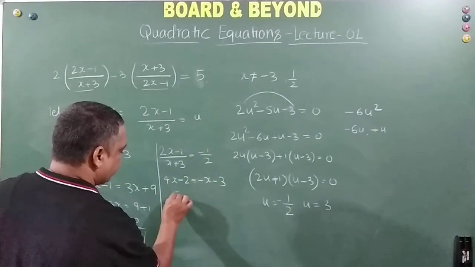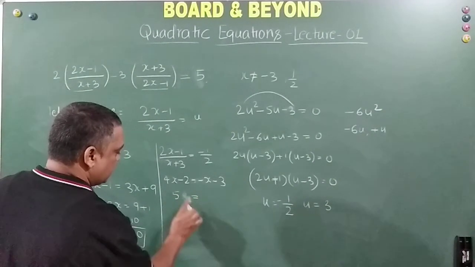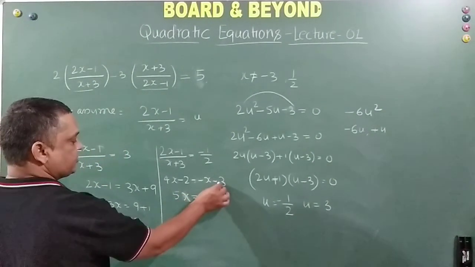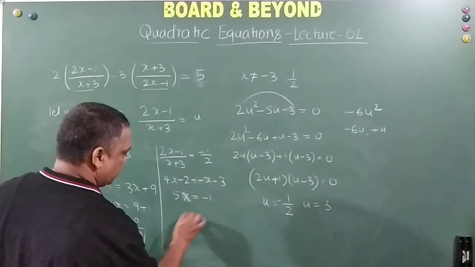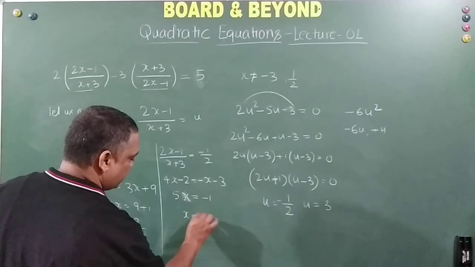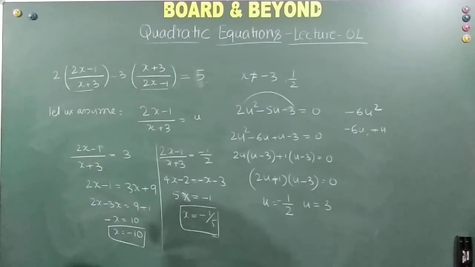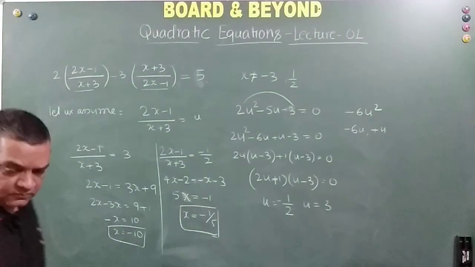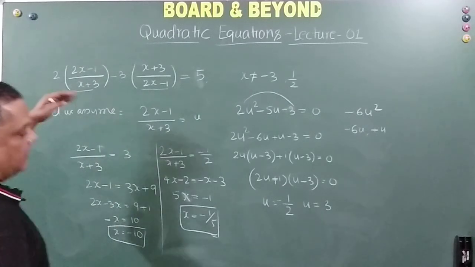This becomes 5x, and this becomes minus 3 plus 2, that is equal to minus 1, right? So x is equal to minus 1 by 5. So these are the two values of x. So we have found out the values of x.